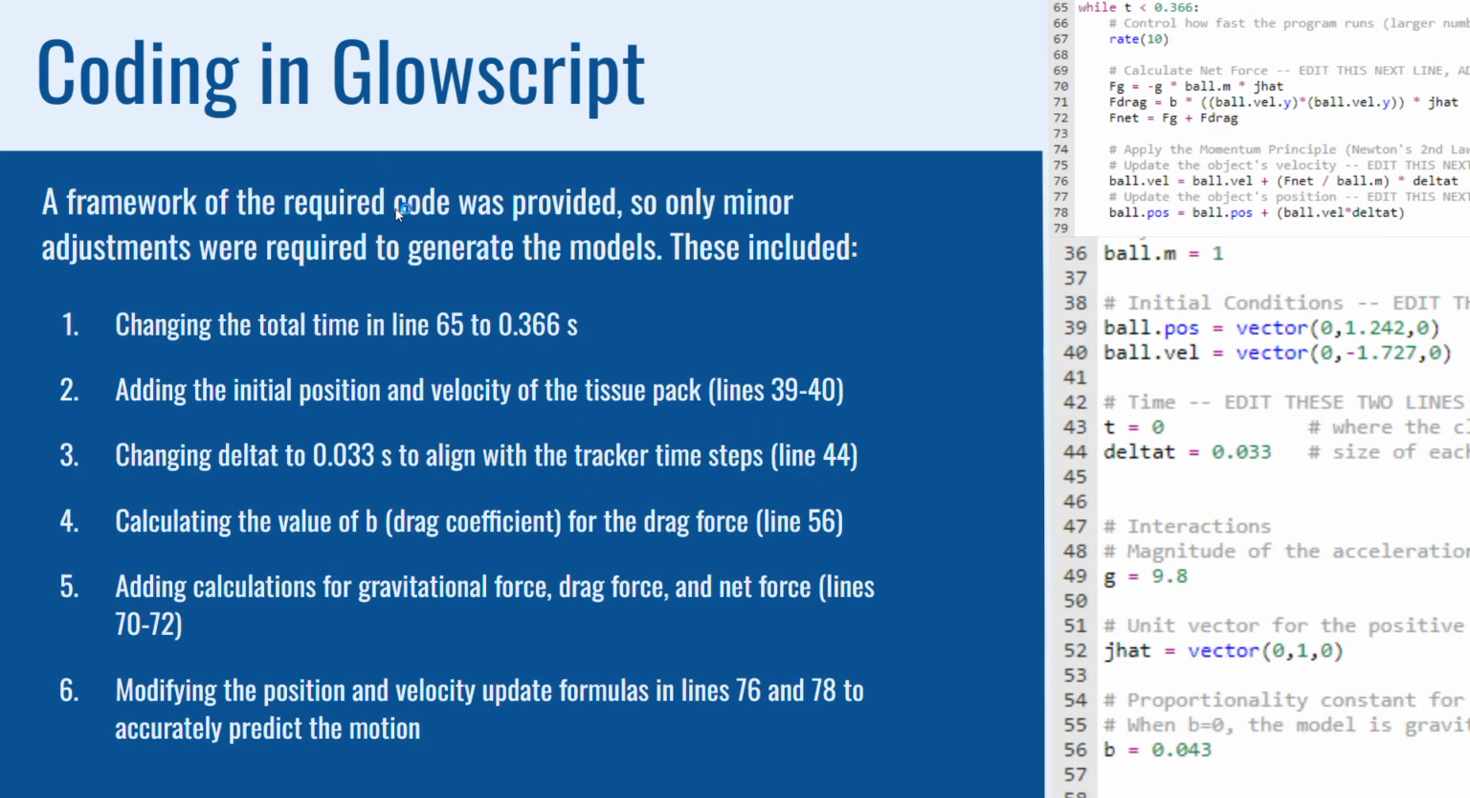Now the coding in GlowScript was relatively simple. I just had to edit the framework. I changed the total time, the initial position and velocity, delta t so it aligns with Tracker, the value of b, and it is important to note that the drag force was only recognized in one model. They were exactly the same besides the drag force, so there was the force of drag in one. And then the position and velocity update formulas as well.